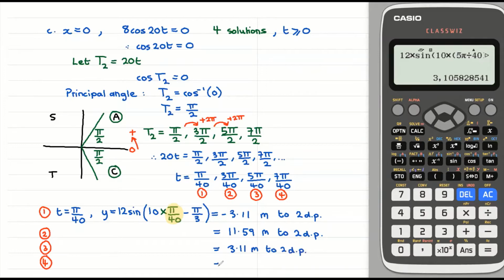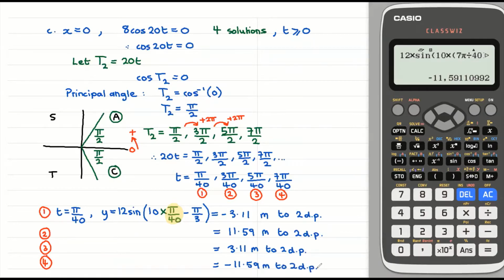Okay, and solution number 4. Again, just editing the calculation. So 5 pi over 40, I'm going to change that to 7 pi over 40. And what do we get here? Okay, so this is the negative version of 11.59, as we probably could have predicted. Two decimal places. Okay, so those are our 4 solutions.